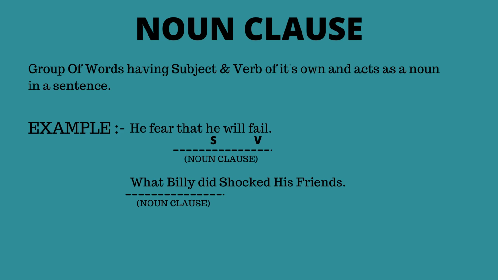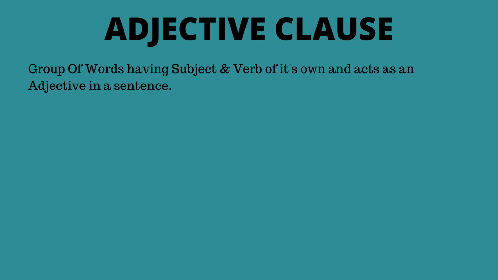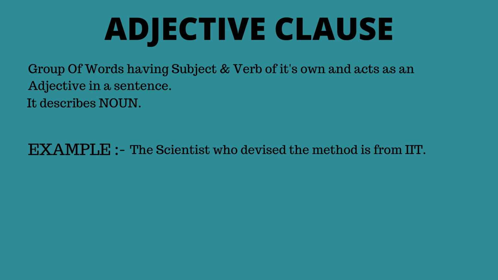Now moving forward, adjective clause. An adjective clause is a group of words having a subject and verb of its own and acts as an adjective in a sentence. It describes a noun. Let's take an example to make things clearer. The scientist who devised the method is from IIT. Who devised the method is an adjective clause, where it is describing the noun scientist.